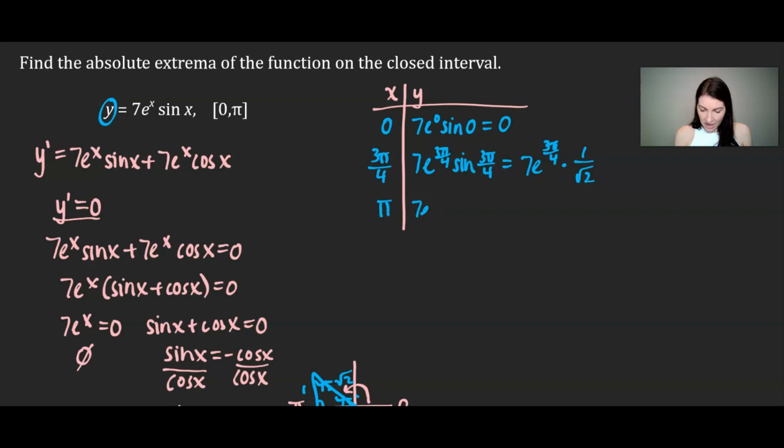And now for the last one, plugging in pi for all of my x values. And once again, if I go straight to the trig function and evaluate sine of pi, that would be 0, so I know that this equals 0.